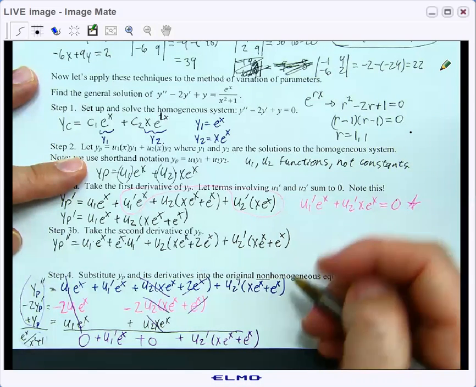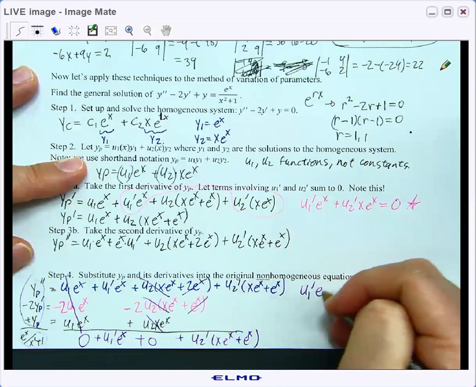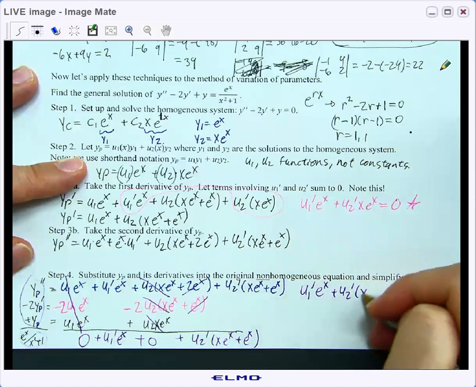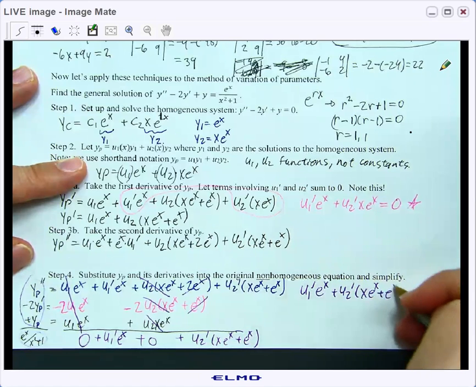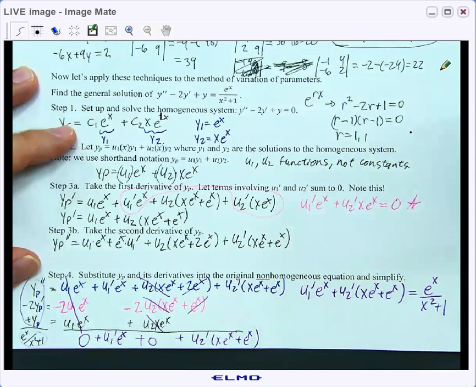Or in other words, to make a long story short, u1 prime e to the x plus u2 prime times x e to the x plus e to the x should equal e to the x over x squared plus 1. Let me pause right there, and then we'll pick up at the top of the next page for our next video.